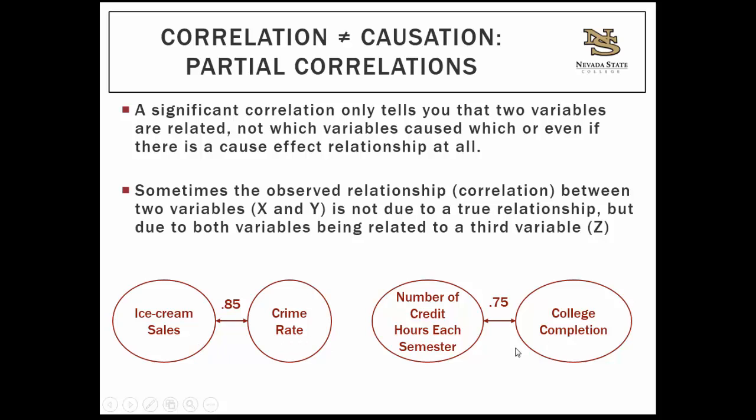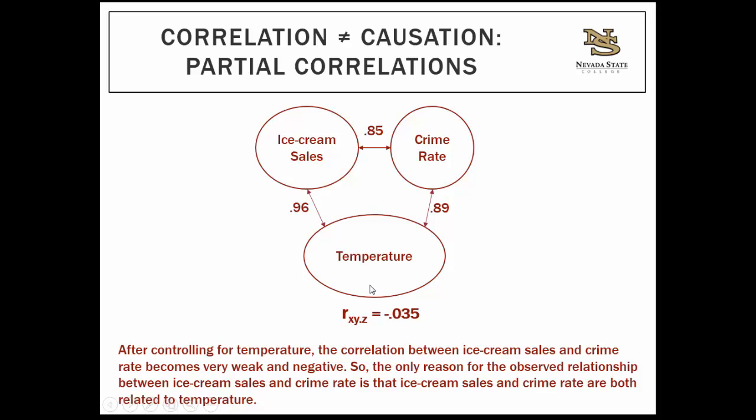Here's a less silly example. There's a lot of research out there that suggests that students who take more credit hours each semester have a higher likelihood of graduating college, actually finishing their degree. And it's a very strong positive relationship. On the surface, that appears to make sense. But there are several other variables related to how many credit hours you can take each semester and how likely you are to finish college that inflate or strengthen this observed relationship. And we'll look at that after we look at silly ice cream sales and crime rate.